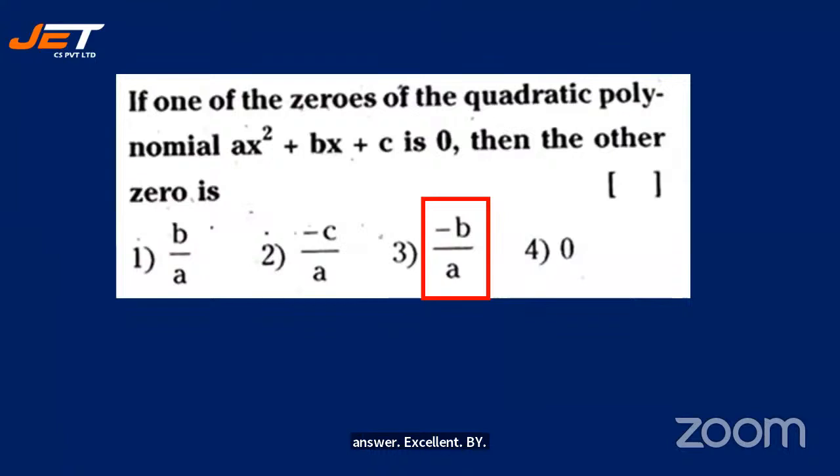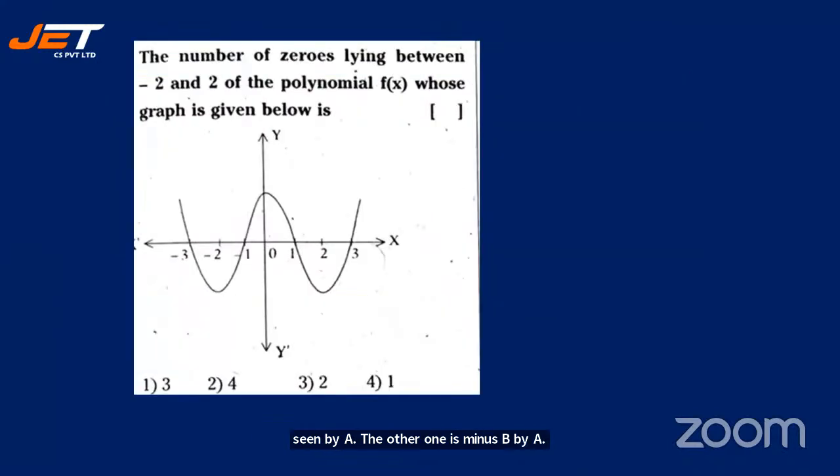What is the coordinate of x? It is minus b by a, right? That is how we are finding out the other zeros. The one is c by a. The other one is minus b by a. All right. Yes. See the next question.